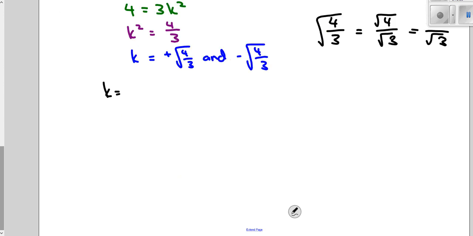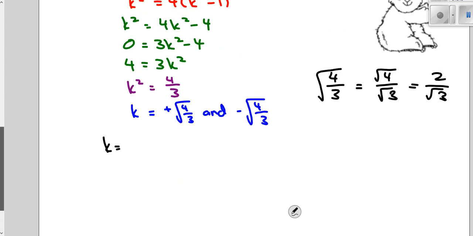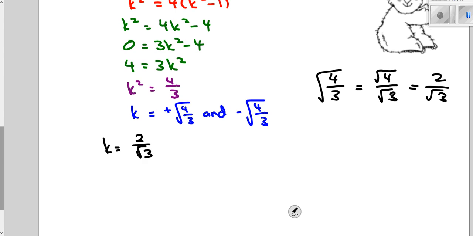So k equals 2 over root 3. And k also equals -2 over root 3. Wait, so after you did 4 equals 3k squared, you just switched to k and made 4 over 3? Yeah, I did. But you could do that? Yeah, you could. You can just flop them over. But you didn't have to. You could have just left the k on this side, like on the other side. Yeah, leave it on the other side.